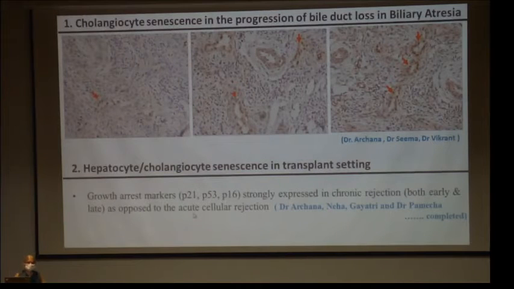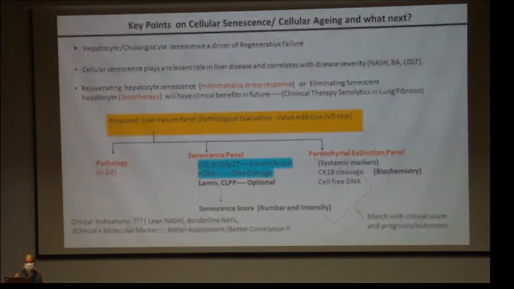So these are the advantages of doing it from an academic point of view. The key points are that hepatocyte and cholangiocyte senescence are drivers of regenerative failure. They have relevance with the prognosis of the disease. And definitely what we need, as basic research, is to know how we can rejuvenate it. Especially if they are senescent, and this is a whole field which is coming up, called xenotherapy. That means you specifically go and modulate the senescent cell to rejuvenate it, or you specifically kill it.